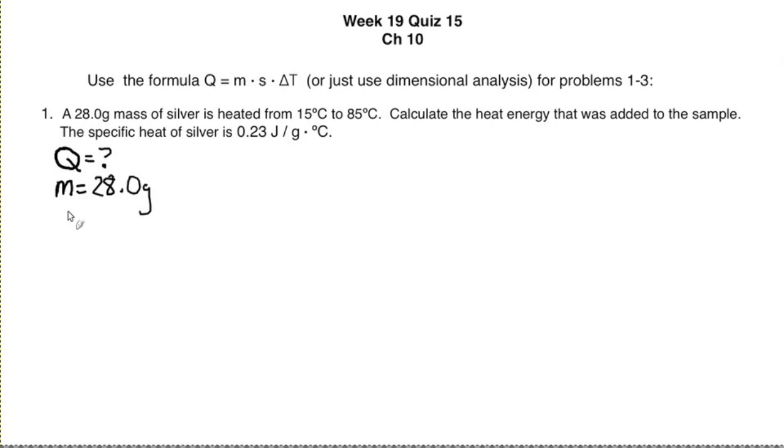And it's heated from 15 degrees to 85 degrees. So that's a difference of 70 degrees. So our delta T is 70 degrees. And then the specific heat of silver is given to us, and that is 0.23 joules per gram per degree C.